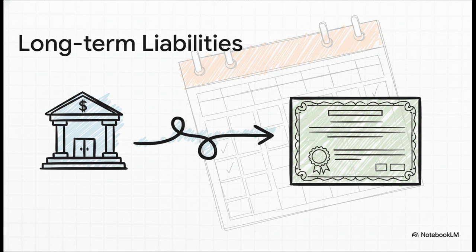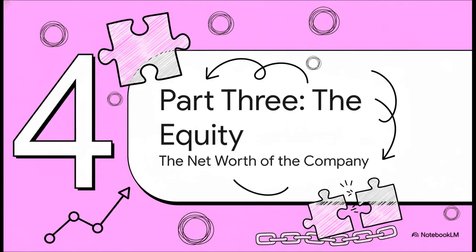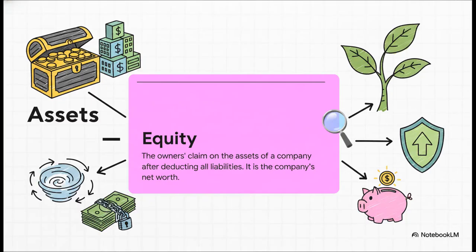Okay, so we've covered what a company owns, and we've covered what it owes to everybody else, but there is one final and honestly the most important piece of this puzzle: equity. This right here, this is the bottom line. Think about it like this. If a company had a giant everything-must-go sale, sold off every single asset it owned, and then used that pile of cash to pay off every single one of its debts, whatever's left over, that's the equity. It is the owner's real stake in the company. It's the true net worth.